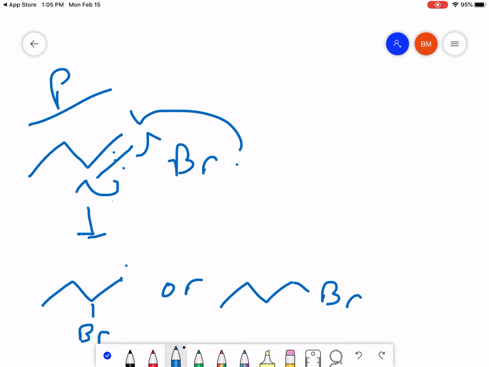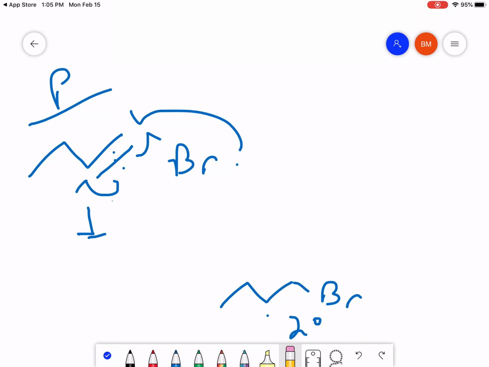So, again, the question we always have to ask ourselves in situations like this is, is one of these preferred, or do they both occur, right? Well, let's look and see what type of radicals we made in each case. On the left-hand side, we have this radical on an end carbon. That's a primary radical. Over here, this is a secondary radical. Well, we know bromination is always selective, so we're going to proceed through the most stable one, and that means that we only go through this guy right over here.